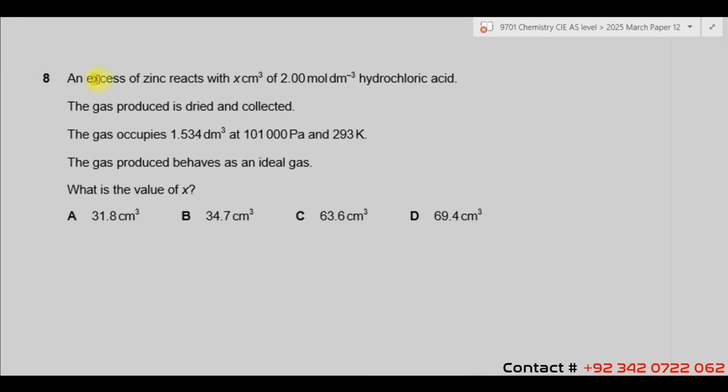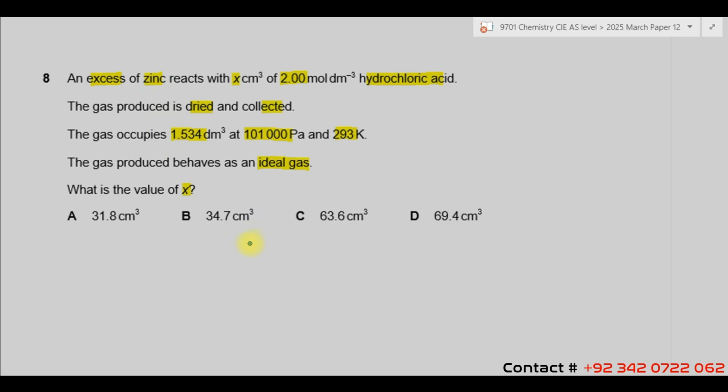Question 8. An excess of zinc reacts with X centimeter cube of 2.00 moles per decimeter cube HCl. The gas produced is dried and collected, so we do not have any water molecules present. The gas occupies 1.534 decimeter cube at 101,000 pascals and 293 Kelvin temperature. The gas produced behaves as an ideal gas. What is the value of X? So we have to find out what is the volume of this HCl which has reacted with excess zinc.